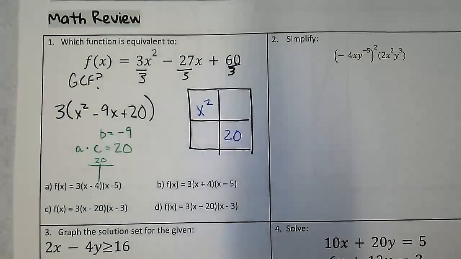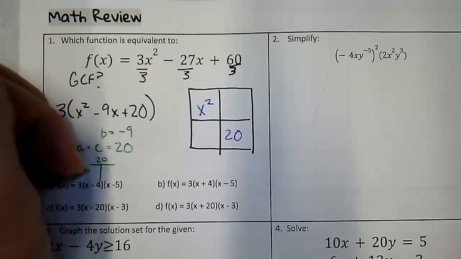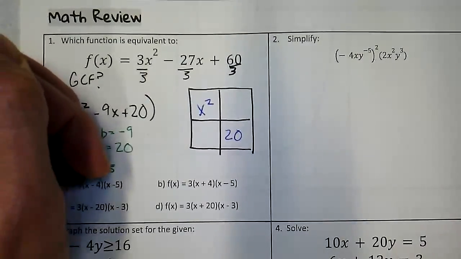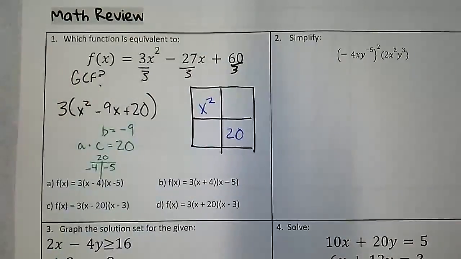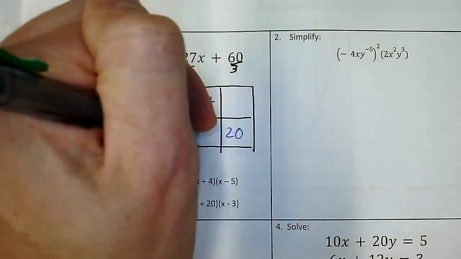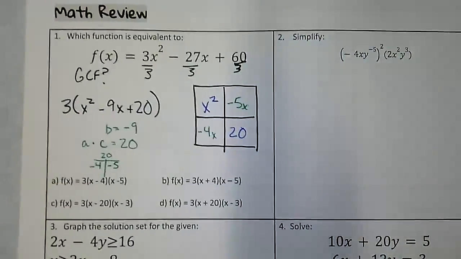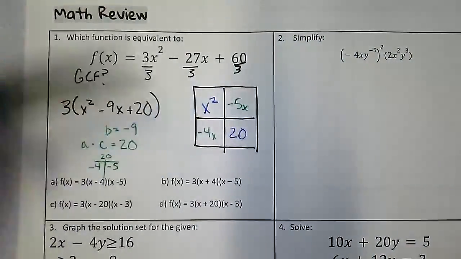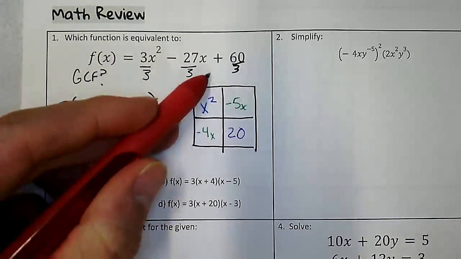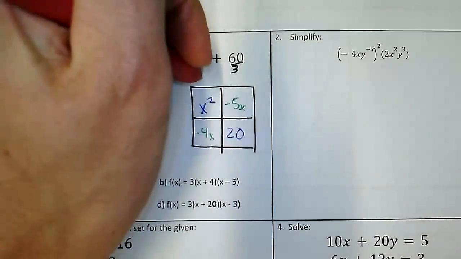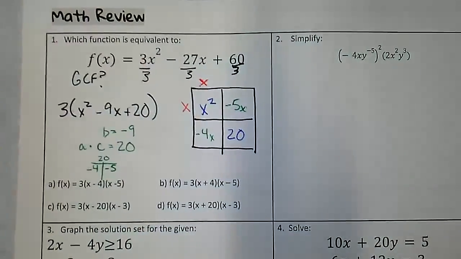Okay, the two numbers that meet those requirements are negative 4 and negative 5. They add to negative 9, multiply to 20. So let's fill in the other two pieces of our box with negative 4x and negative 5x. And then our answer is going to be the outside of the box. So if this is x squared, the only two things that we can have here and here are x and x. So we're going to put x and x.